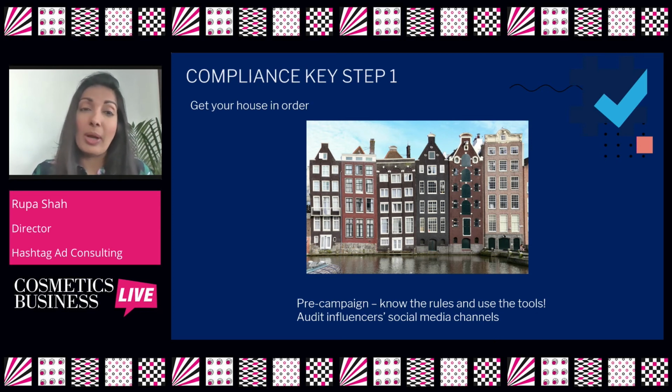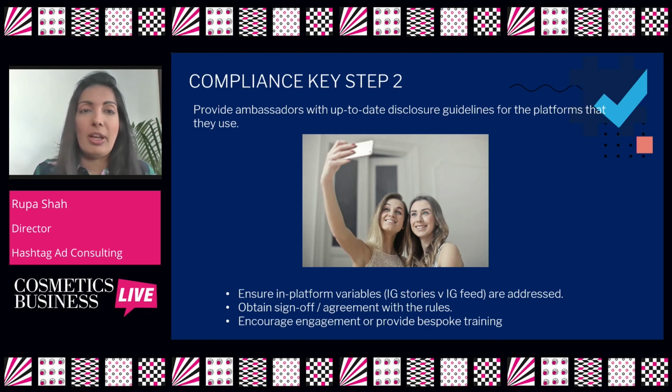So first of all, to get your house in order, really think about the fact that pre-campaign, you need to know what the rules are for all of the brand ambassadors you're working with and the countries that you are promoting to. Audit your influencers, make sure that their feeds are in line with your brand aesthetics and your brand key responsibilities and rules that you always work towards. Also ensure that ambassadors have up-to-date disclosure guidelines. As we've mentioned, a good way to do that is through your contracts.